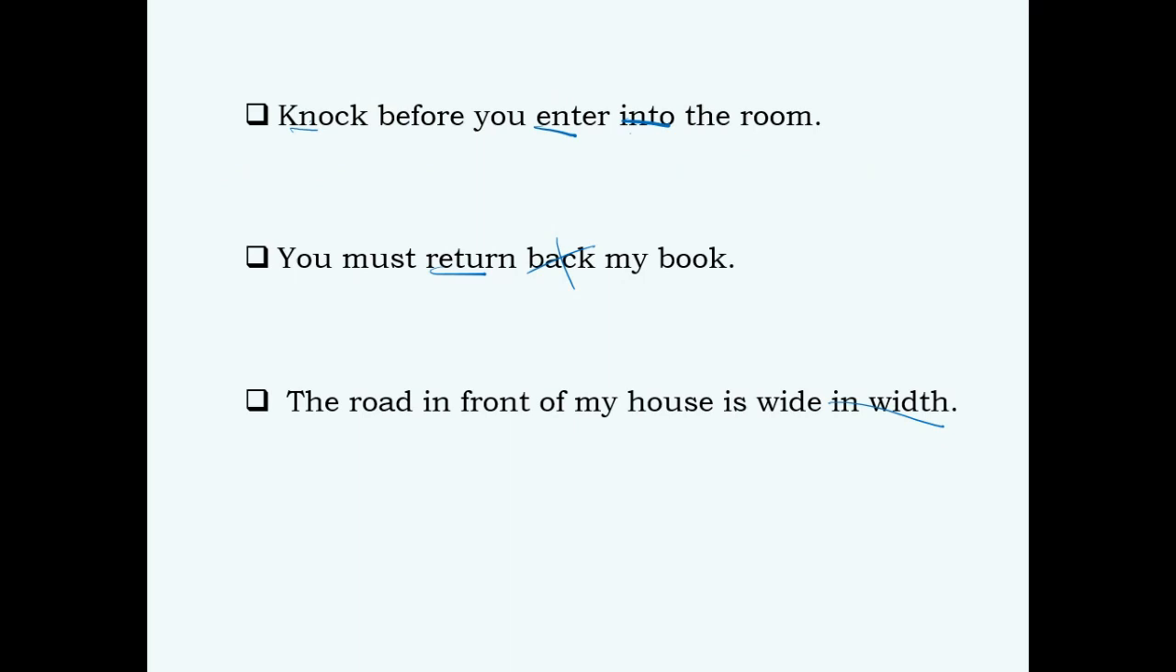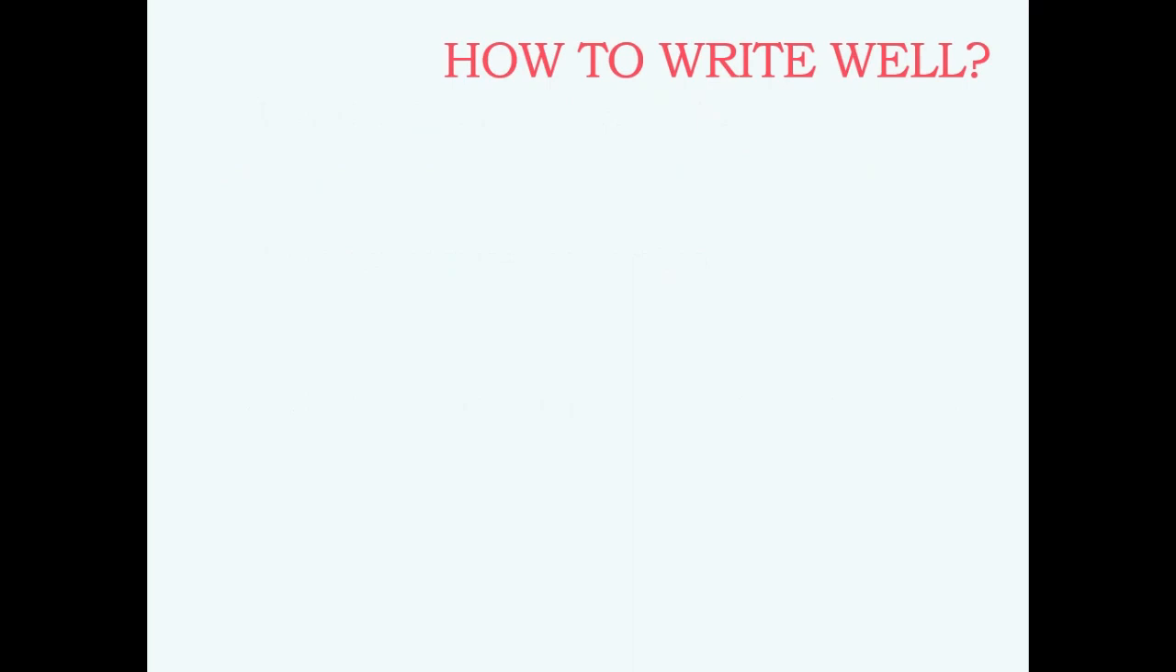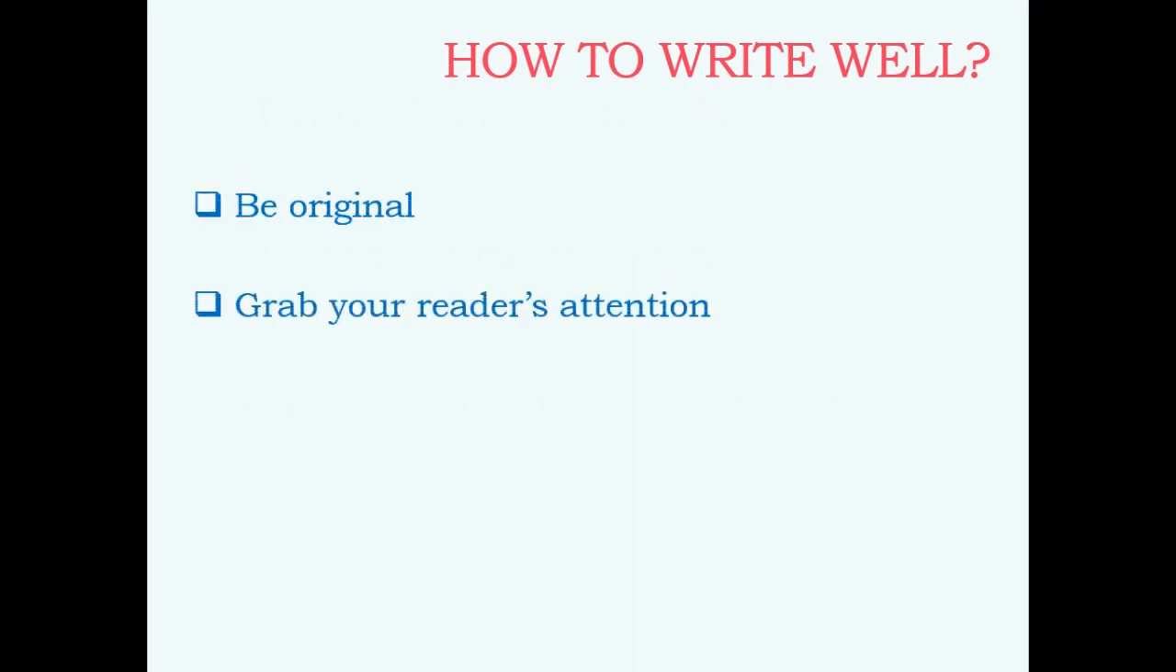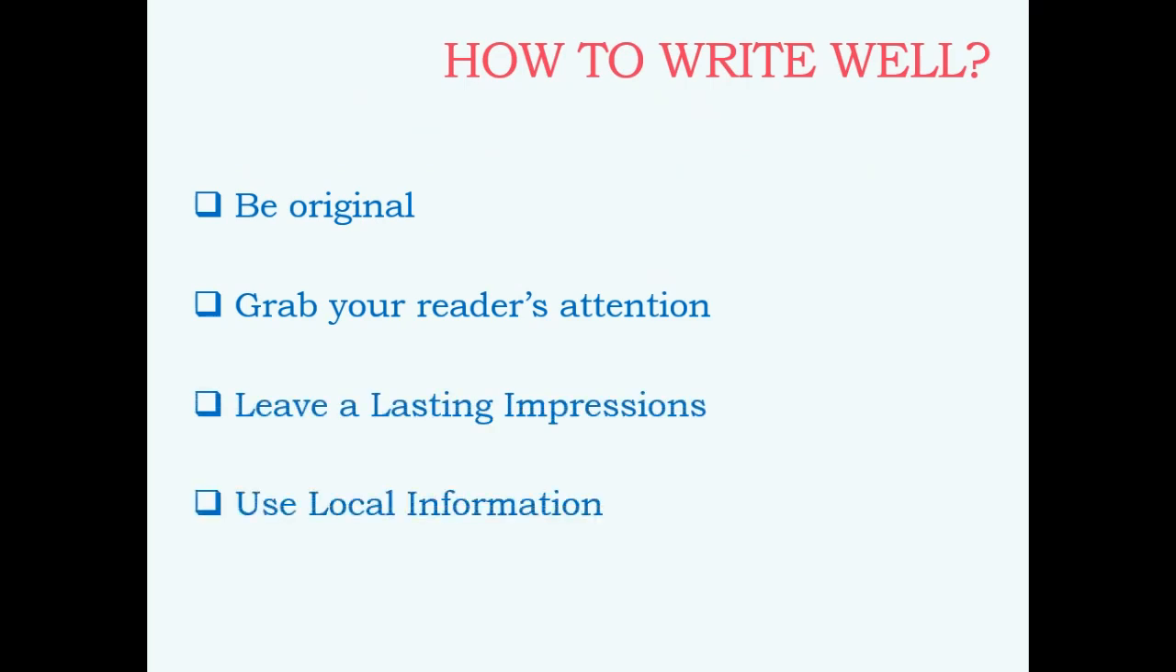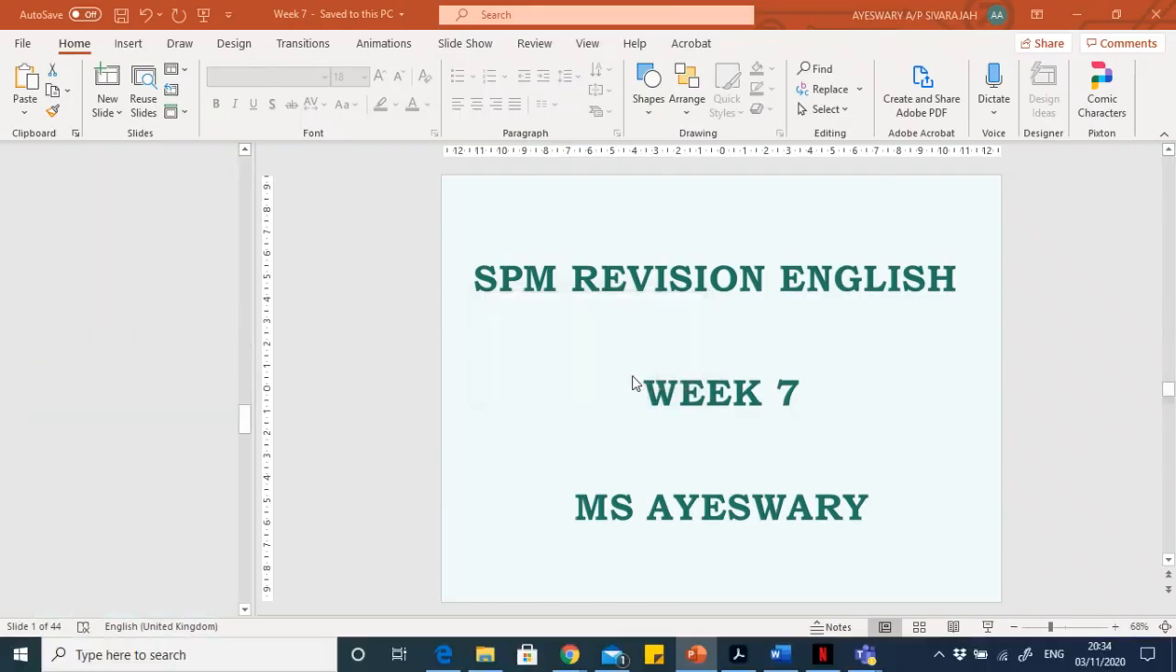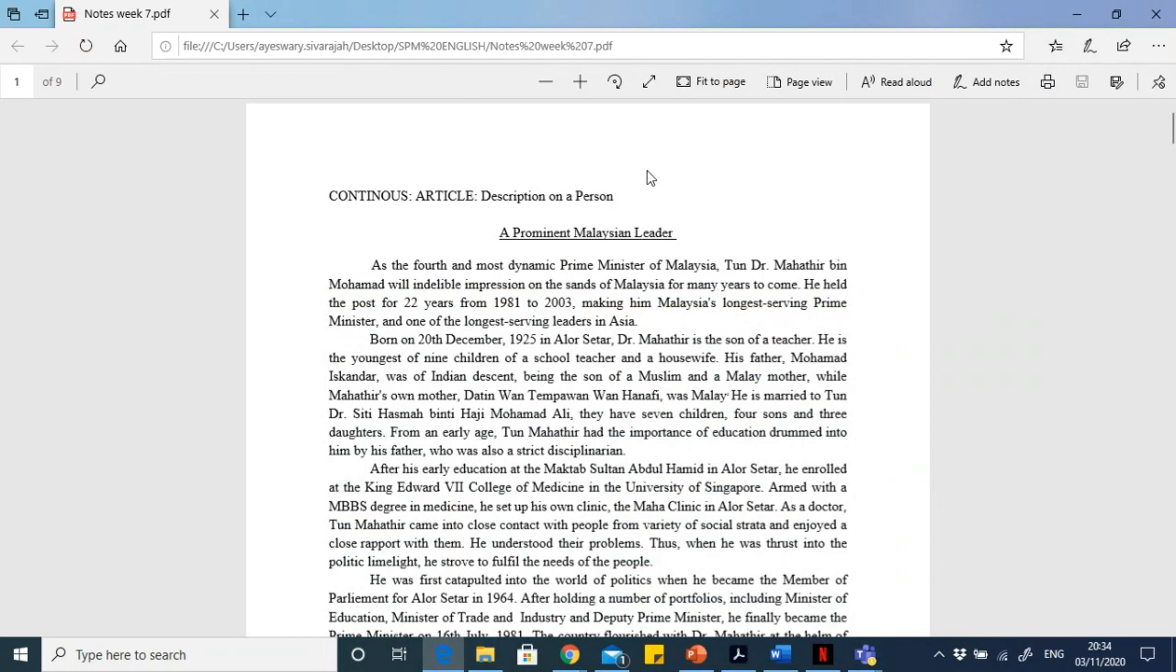Okay, so all in all, how to write well is always be original, grab your reader's attention, okay, leave a lasting impression, use local information. So if let's say you're talking about something that relates to local, that you can relate it back to your own country, by all means go ahead, because sometimes they will want to see whether you can relate the topic to whatever is happening, you can apply. Okay, so before we go on to the next part, I want to show you some continuous essays.